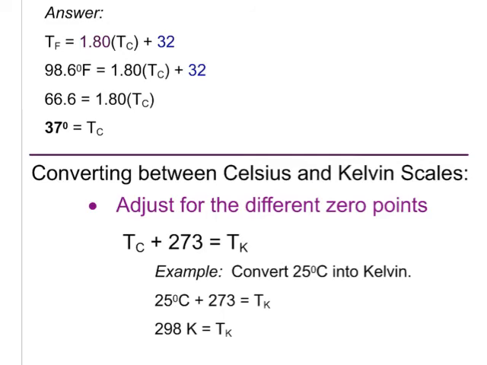So now, how do we convert between Celsius and Kelvin scales? That's actually really easy. We only need to adjust for the different 0 points. The temperature in Celsius plus 273 is equal to the temperature Kelvin. So if we give an example, convert 25 degrees Celsius into Kelvin, we simply plug in 25 degrees Celsius to the temperature in Celsius, add 273 to it, that gives us the temperature in Kelvin, 298 Kelvin. We don't denote Kelvin with a little circular degree sign, just for your information.